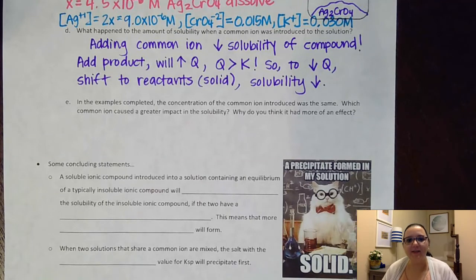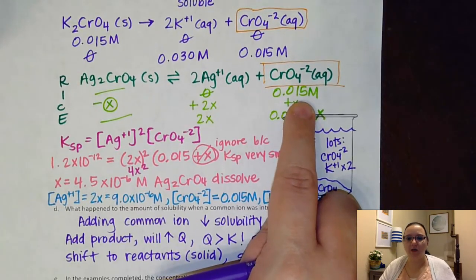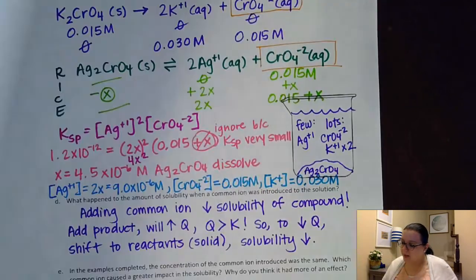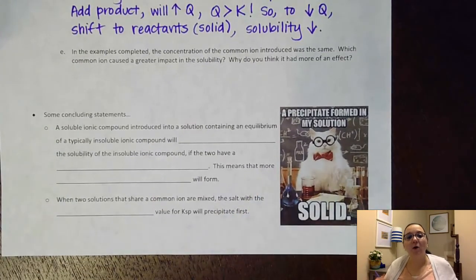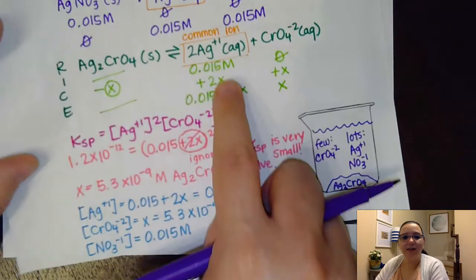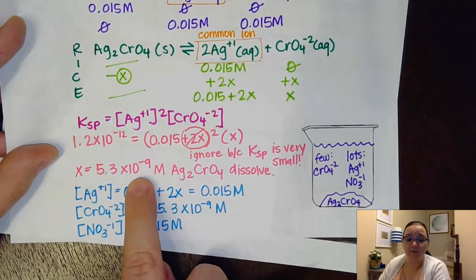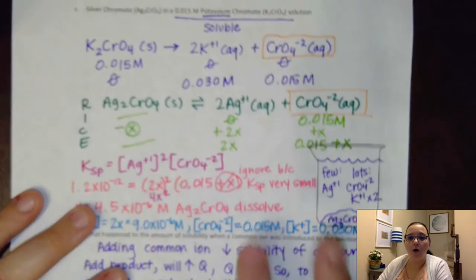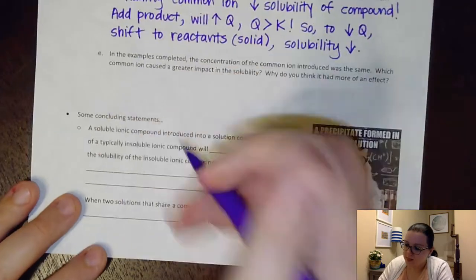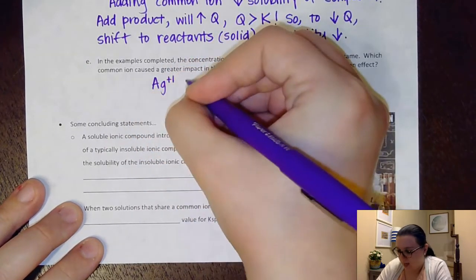One other thing it asks us about here says, hey, in the examples completed, the concentration of the common ion introduced was the same. Both times we put in 0.015 of our ion. Here we put in 0.015 of the chromate. Back on example B, I put in 0.015 of the silver. But it says here that one of the common ions had a greater impact on the solubility than the other one. So thinking back to where we started at 10 to the negative fifth, adding the silver bumped us to 10 to the negative ninth, okay? Adding the chromate only bumped us to 10 to the negative sixth. So we notice that the silver ion had a greater effect.